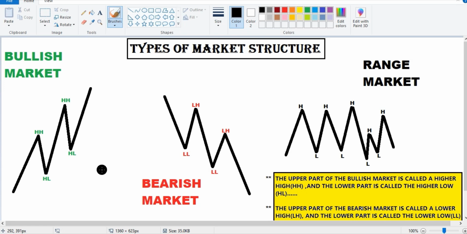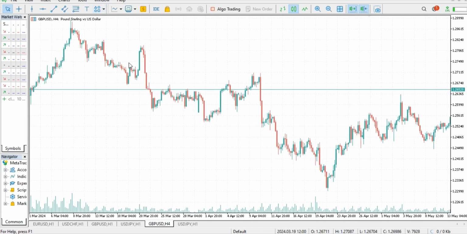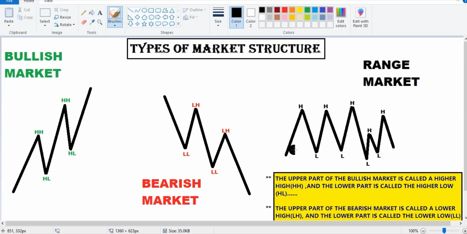We said the bullish market is an uptrend market. If you see the market sloping upwards, it is called a bullish market. You understand? Then we said the bearish market is the market that, if you go to your chart, you see the market just sloping downwards like this. It is basically called the bearish market. Then lastly, we said if the market is neither going up nor down, this is called a range market. Just consolidating at a point, it is called a range market.